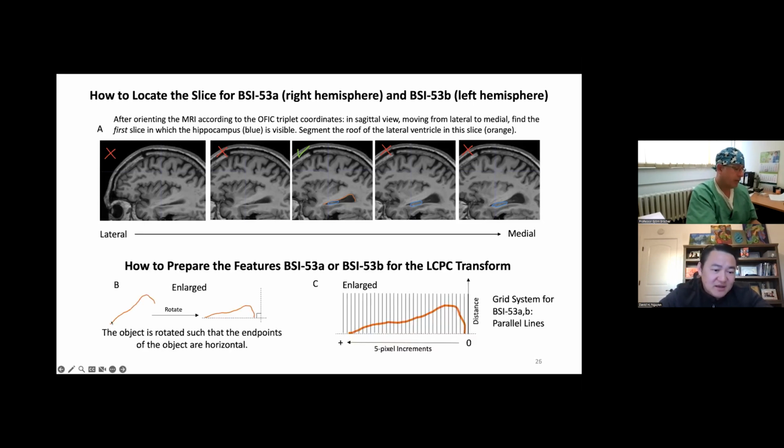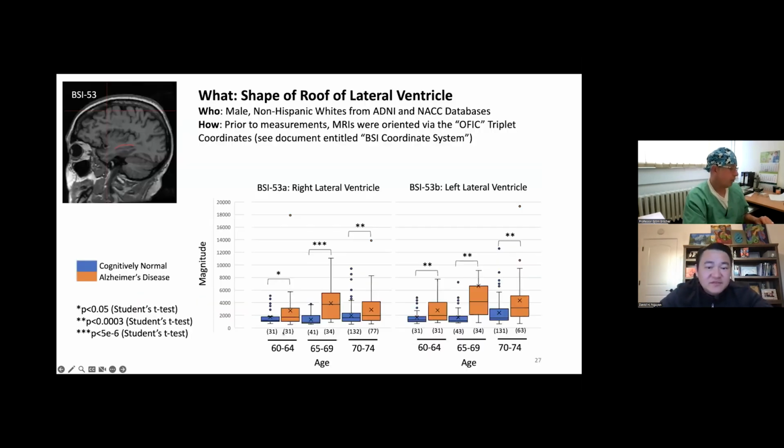And when we extract, we outline the shape, the roof of this lateral ventricle, as is seen in panel B, and then in panel C, we apply the parallel grid system, right? And with the reference line, the dotted line, always being the line that connects the mouth of that roof. And when we do this, this is the result that we get. Again, cognitively normal is blue, Alzheimer's is orange. As you can see, every half decade of life, we get very robust separation quantitatively.